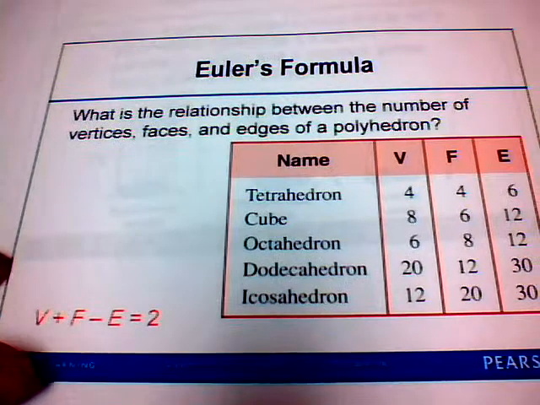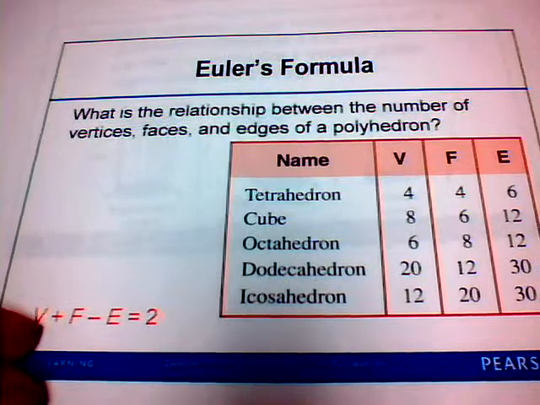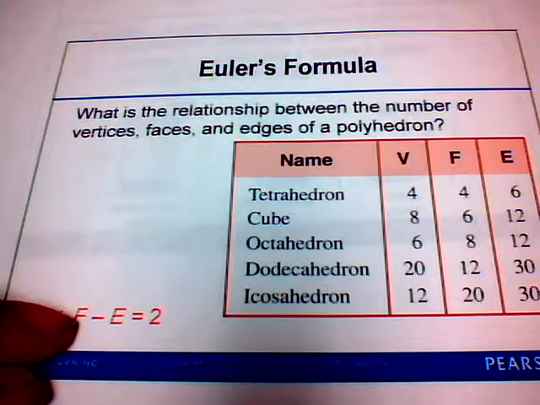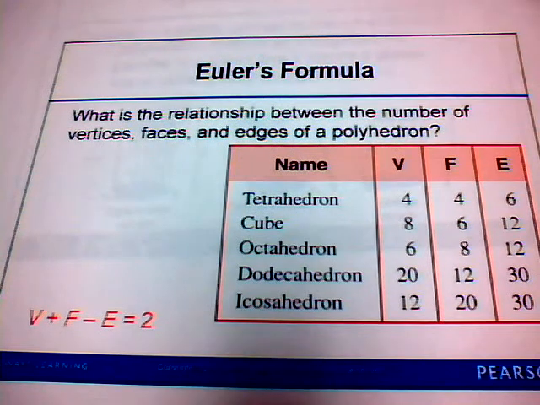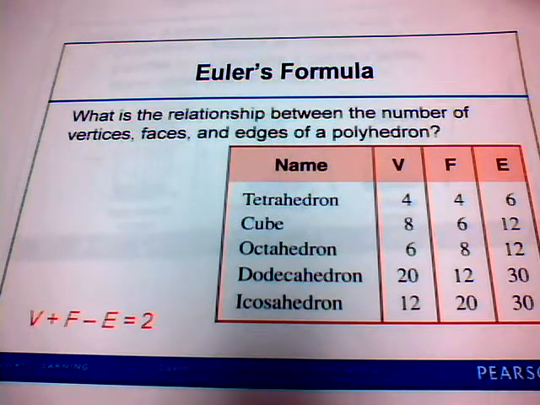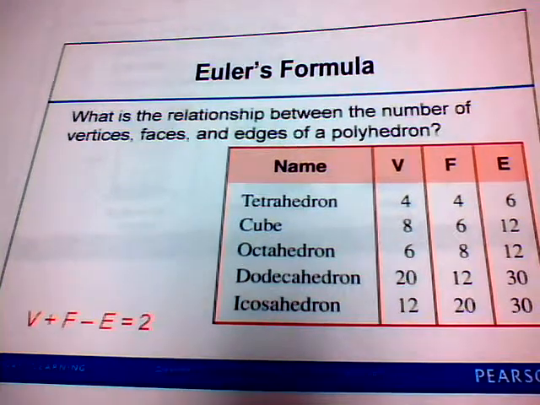So the pattern is this. Add the number of vertices plus the number of faces minus the number of edges. You're always going to end up getting 2. That's the relationship between the number of vertices, faces, edges of a polyhedron.